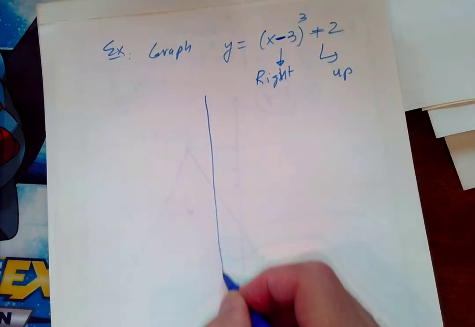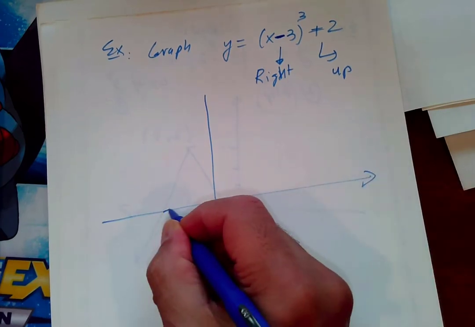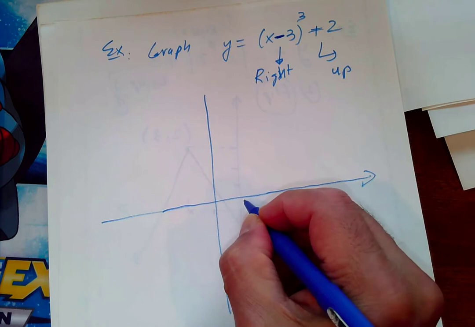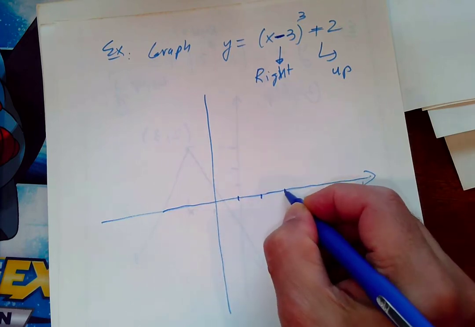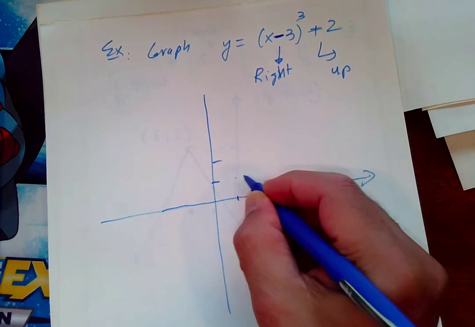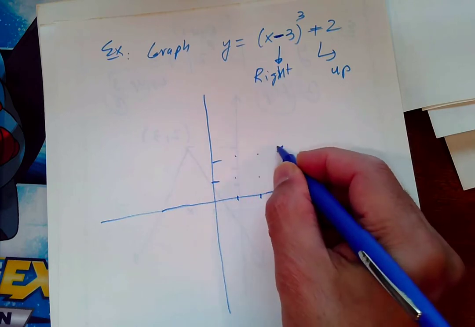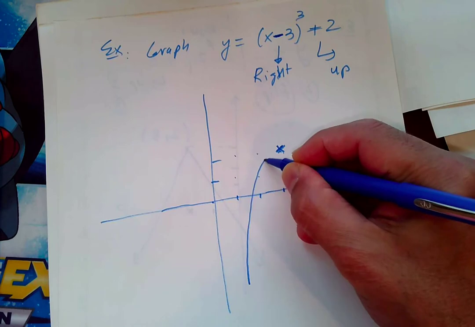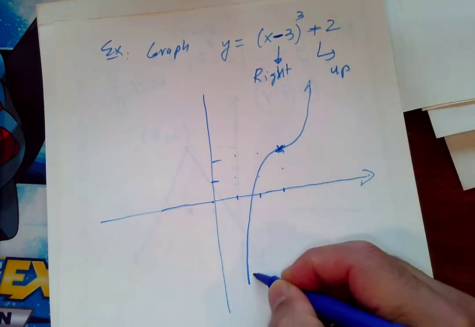So you're going to take x cubed, which you have on the handout, which we went over, and then you move it right 3 and then up 2. So it's going to be right here instead of 0, 0, it's going to be right there. So you copy and paste. Roughly it's going to look like this.